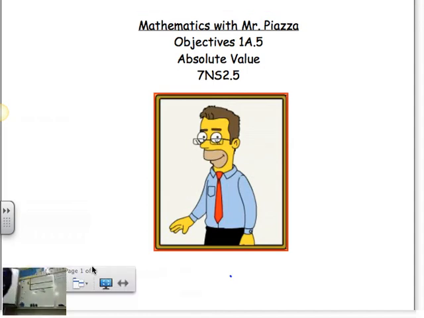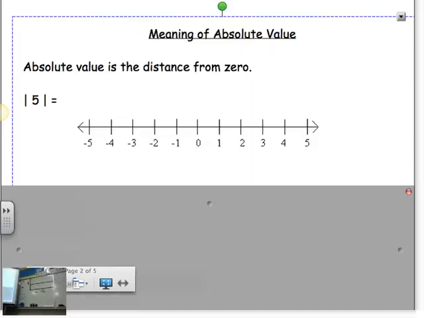Hey there, Kipsters. We're looking at objectives 1A.5, which is reviewing absolute value. We're going to start with what the absolute value of a number means. So when you see those double bars, that's saying absolute value, and when it's asked what is the absolute value, it's asking how far away is that number from 0.